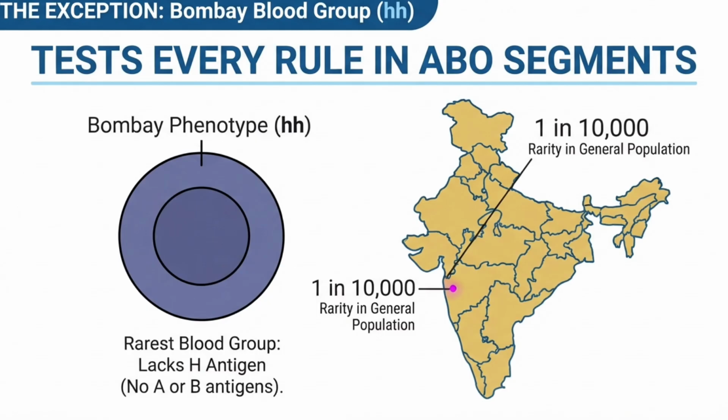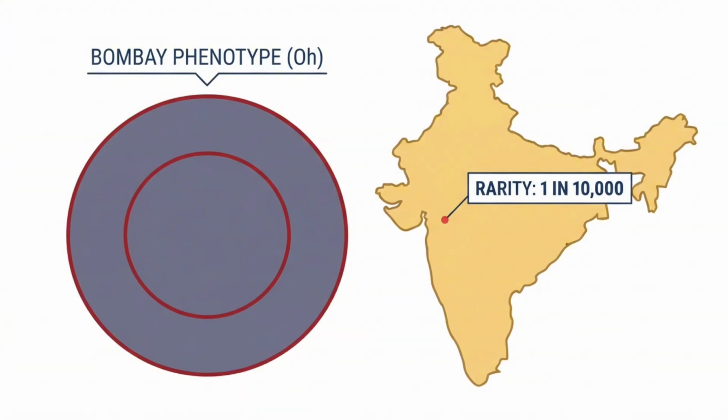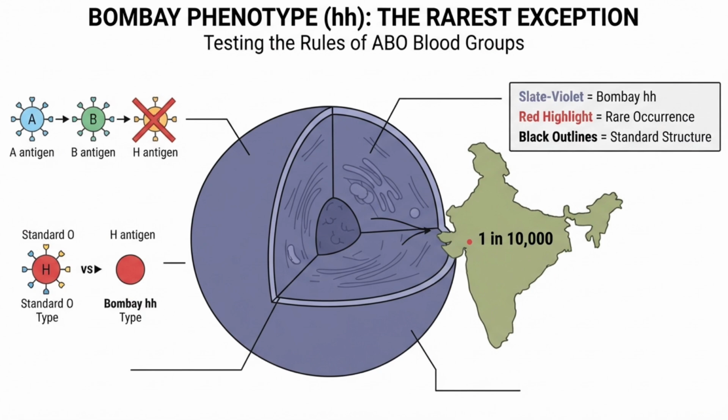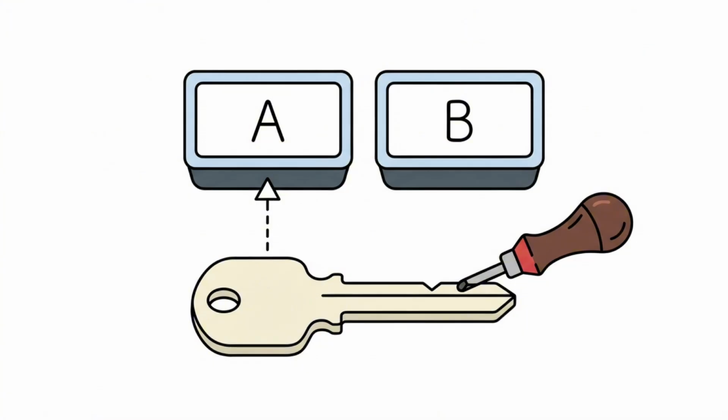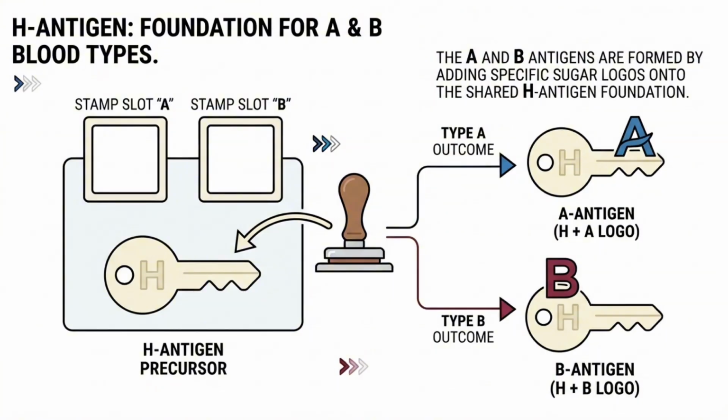To understand it, you first need to understand that both the A and B antigens are built on top of a foundational base molecule called the H antigen. Without that base, neither logo can be stamped on at all. Think of it like a locksmith who's run out of blanks. It doesn't matter how skilled the stamping machine is at pressing the A or B pattern if there's no base key to press it onto in the first place.